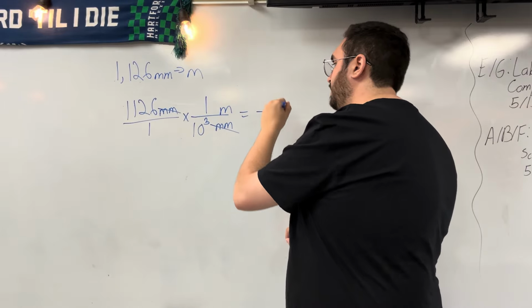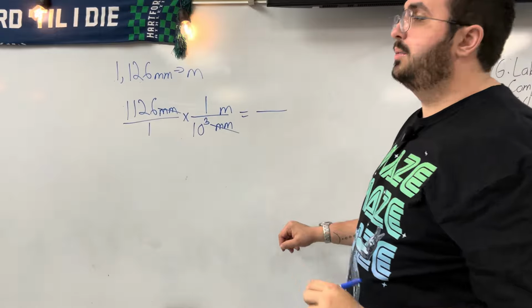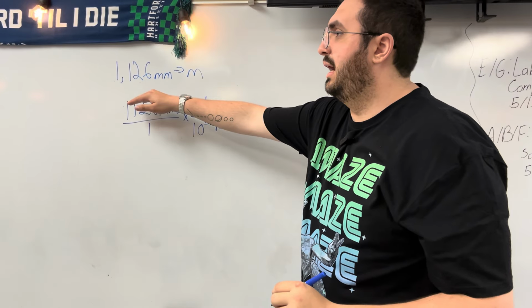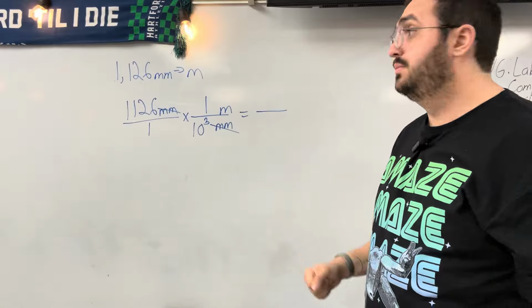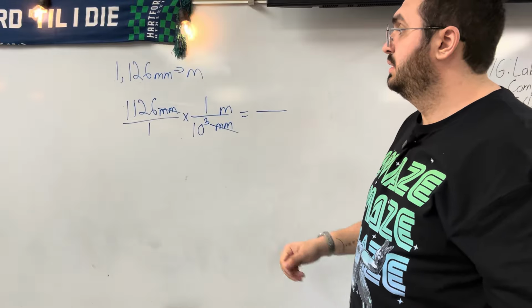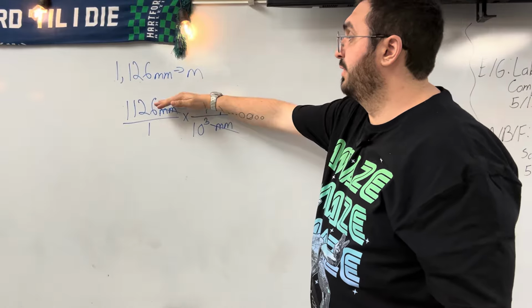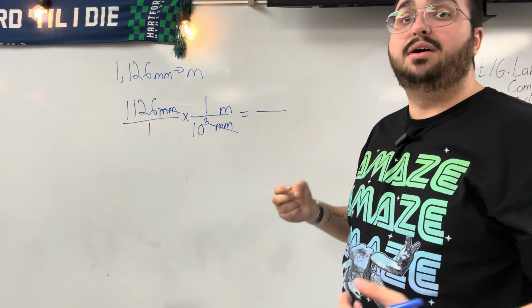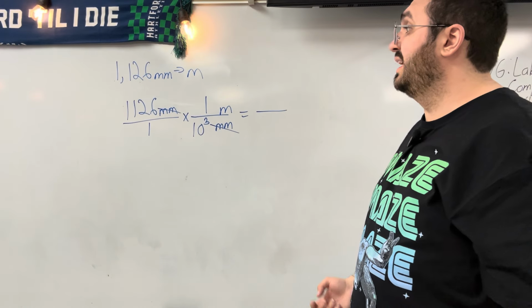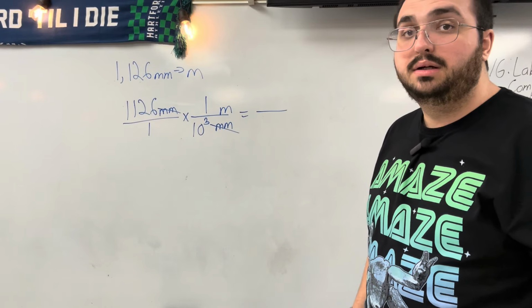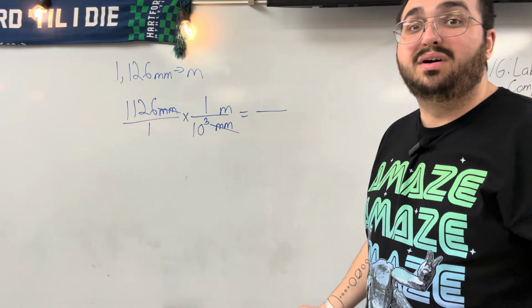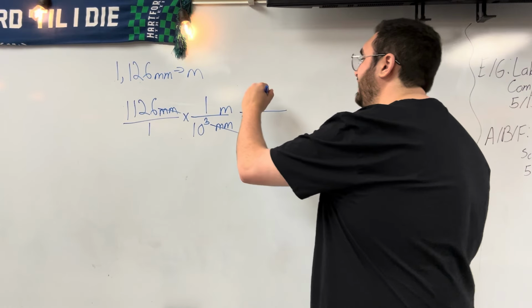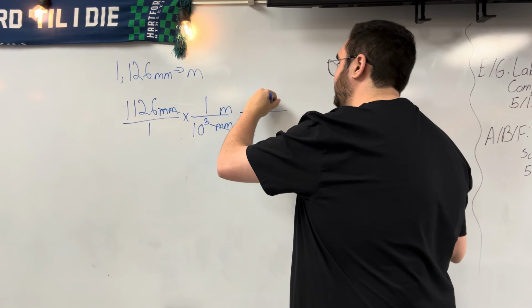And I can do my math. All I'm going to do is multiply everything on the top side, the numerator, by everything else. So I only have 2 numbers in the numerator here. I have 1,126 and I have 1. So I'll do that multiplication out. 1,126 times 1 is just itself, 1,126, because anything times 1 is just itself.